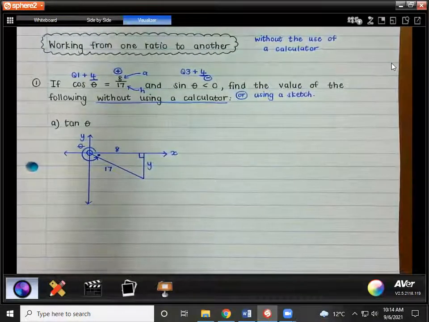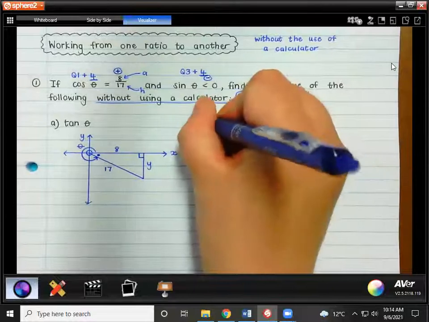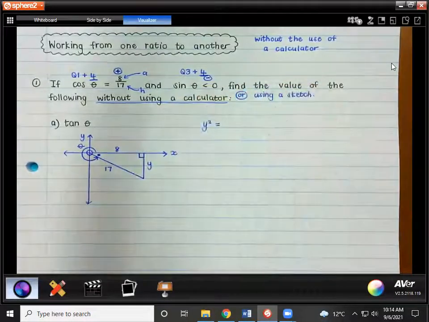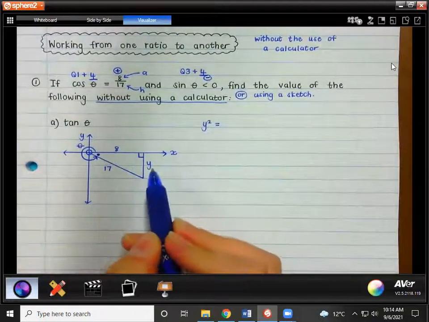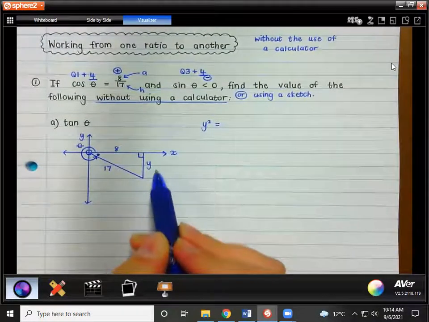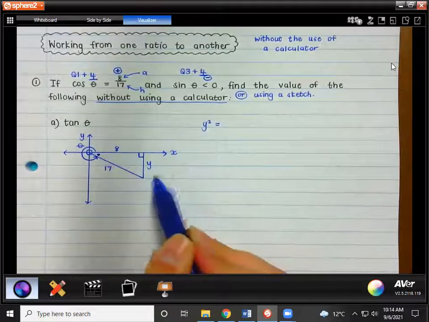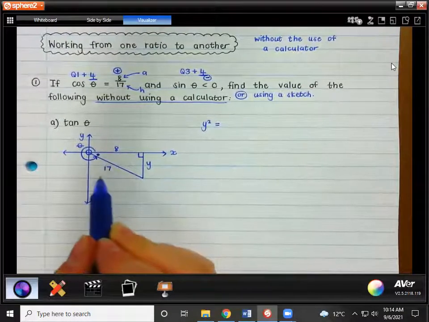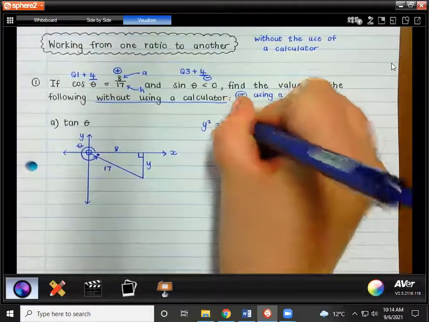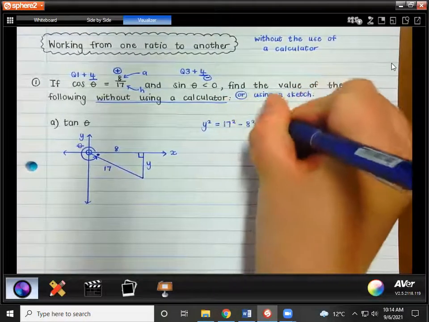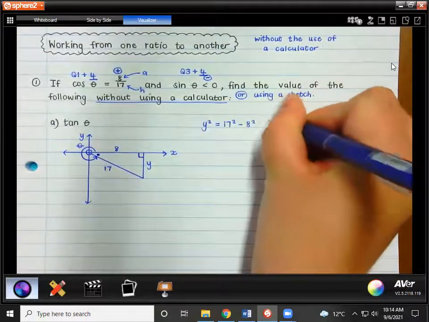So we're going to say that y squared is equal to, now guys, is y the hypotenuse in this case? No, so when we're finding a side that's not the hypotenuse, we always have to say the hypotenuse squared minus the other one that we have. So we're going to say 17 squared minus 8 squared, and we write Pythagoras.